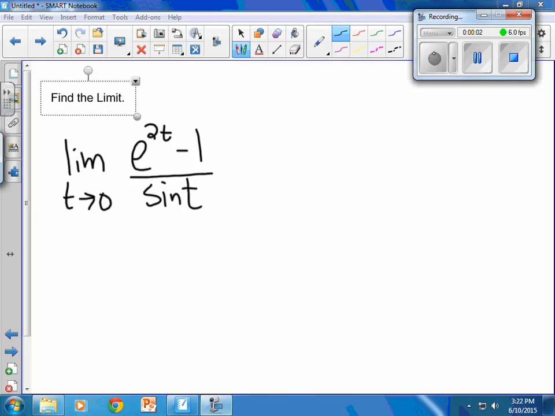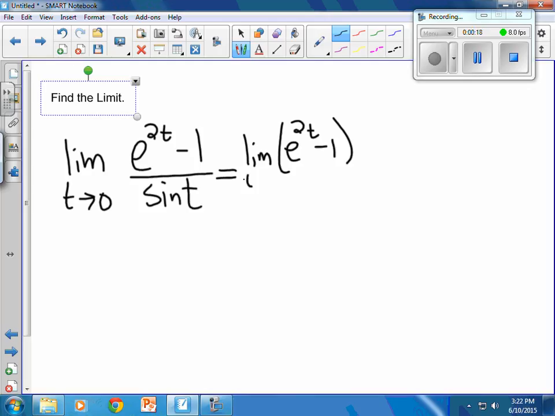Find the limit. The limit of e to the 2t minus 1 over sine of t as t approaches 0. If we try the quotient rule here, we would be asking what is the limit of e to the 2t minus 1 as t goes to 0 divided by the limit of sine of t as t approaches 0. Both the numerator and denominator are continuous functions, so we can calculate the limit by substituting in the 0.